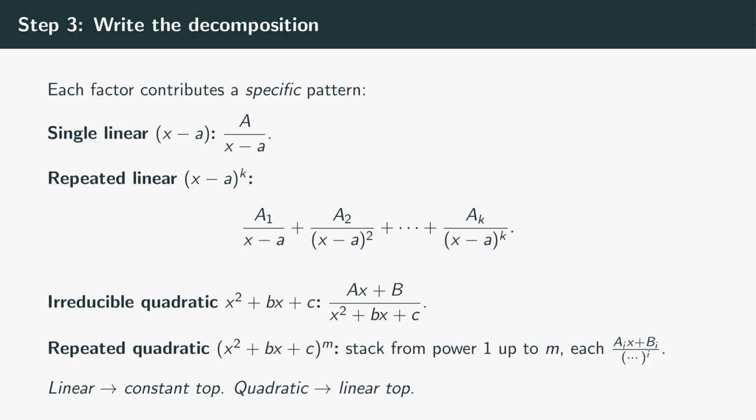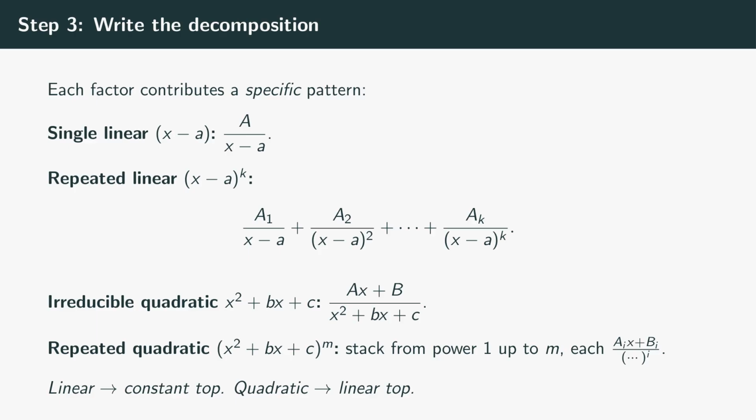Step 3. Write down the decomposition with unknown constants. The pattern depends on the factor. For a single, unrepeated linear factor, the quantity x minus a, you get one term, A over the quantity x minus a, with a single unknown constant. For a repeated linear factor, the quantity x minus a to the k, where k is the multiplicity, you don't just get one term, you get a stack. A1 over the quantity x minus a, plus A2 over the quantity x minus a squared, and so on, up to Ak over the quantity x minus a to the k, all powers from 1 up to k, each with its own constant. There are k unknowns from this one factor.